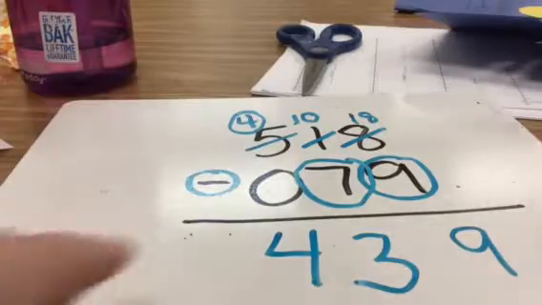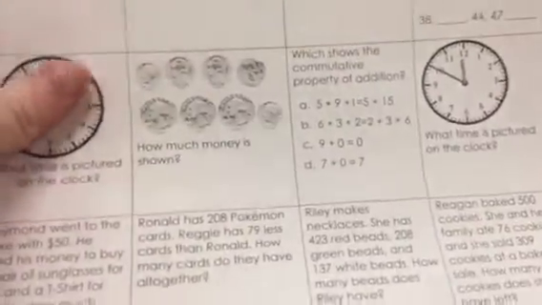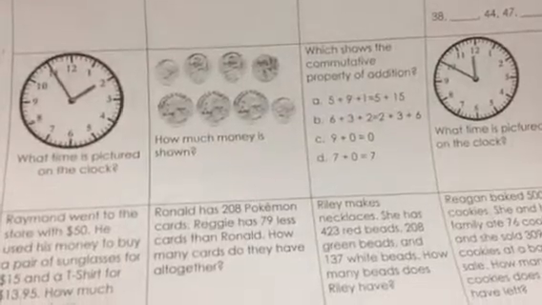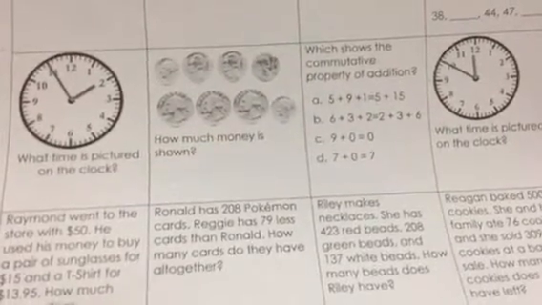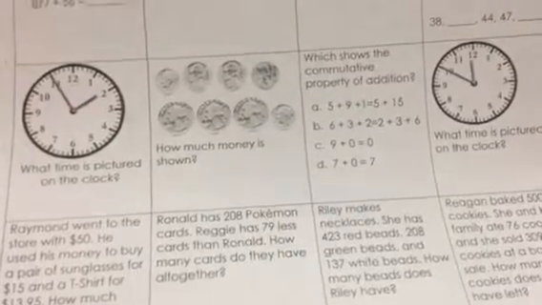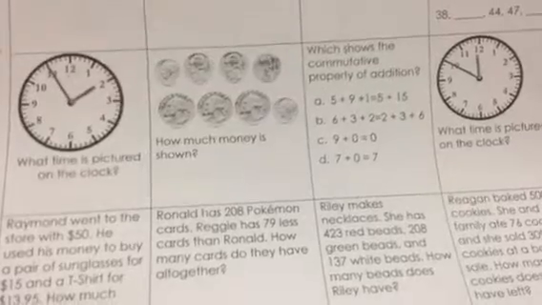Okay, and number 3. Which shows the commutative property of addition? Well, I know that the commutative property is the one that says I'm commuting. So I'm going home to school and then school to home. I ride on the bus. The bus helps me commute.